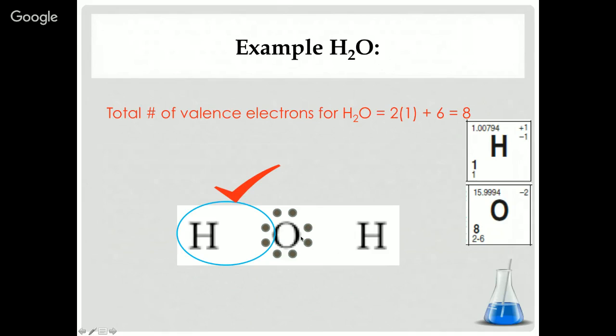Now you can draw it linear like this. If you remember that water is actually going to form a bent shape, you could also draw it in a bent fashion. So kind of move this hydrogen down here. It doesn't matter. As long as you have 2 hydrogens and then you have 2 lone pair electrons, we know it's a correct dot diagram.